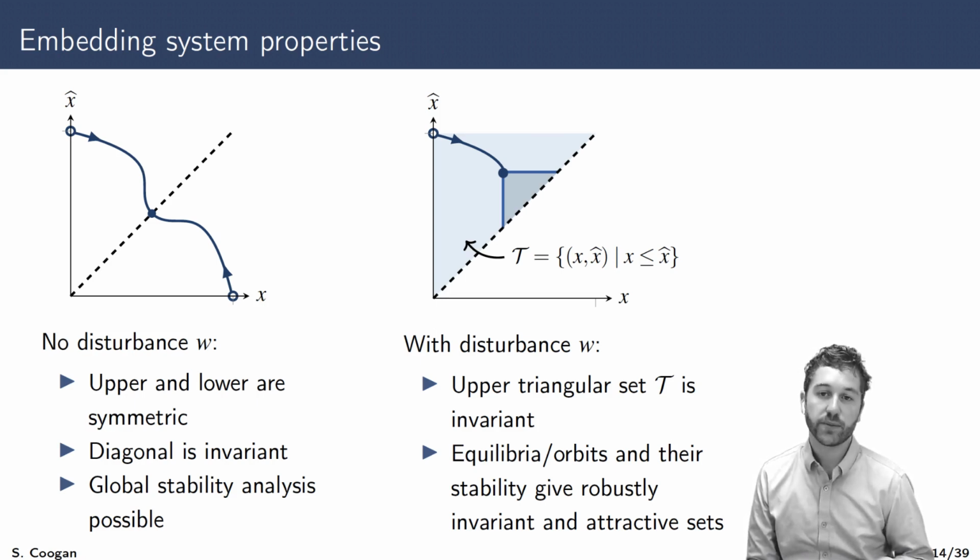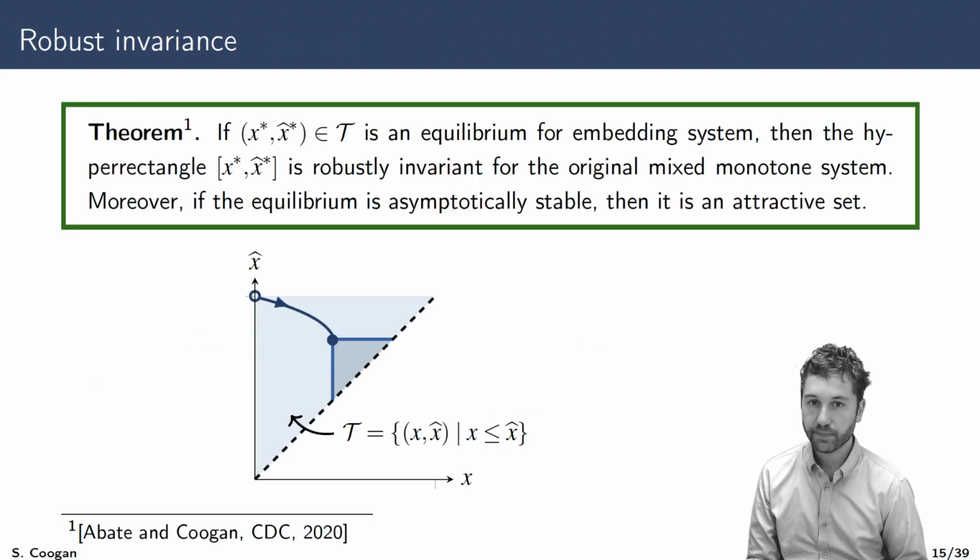This is a topic we have explored in the past in work studying certain network flow problems. When disturbances are present, these properties change. In the case of disturbances, the upper triangular set T, as defined here on this slide, is an invariant set, and it becomes the domain of primary interest for analyzing the original system. In particular, equilibria or periodic orbits in this set, as well as their stability properties, give rise to robustly invariant and attractive sets, as we'll formalize next.